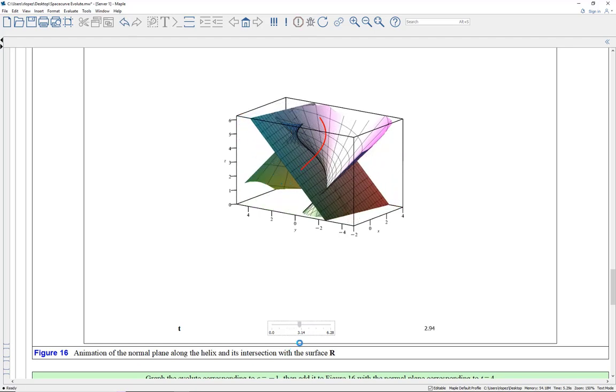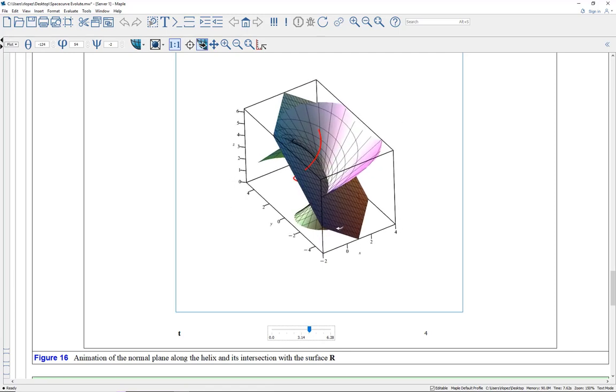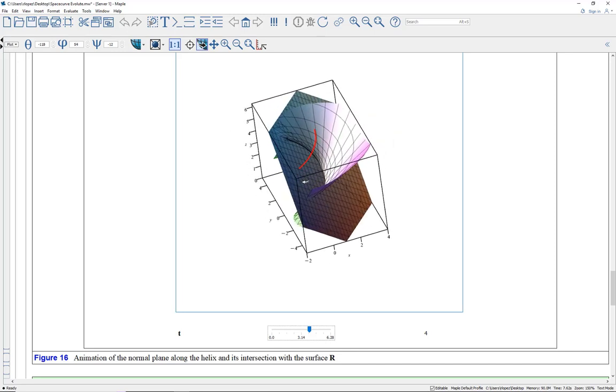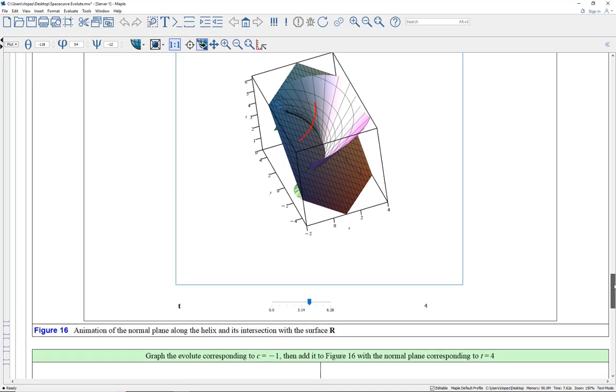Now, I decided to use the normal plane when t was about 4. I fooled around here. t is 4. I said, I'm going to set t equal to 4, and I will get the evolute corresponding to the point on the helix when t equals 4. So when t equals 4, I'm here, and there is an evolute lying in this surface someplace, and I'm going to want to next draw that evolute. So I'm finally going to see an evolute.